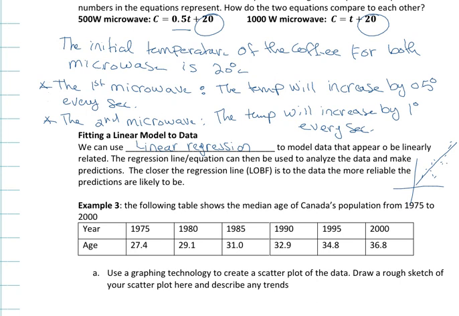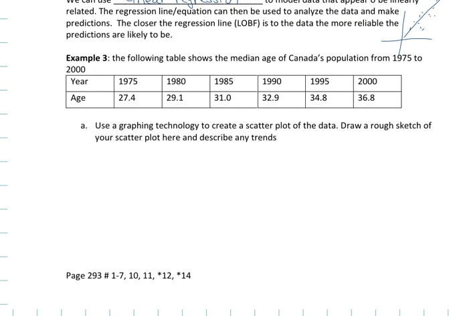It says use graphing technology to create a plot of the data. Draw a rough sketch of your scatter plot here and describe any trends. So, if I'm going to graph this, I'm going to have x and y values, right? What's going to be on your x-axis? So the age is going to be on your x-axis? No, the year. The year is going to be on your x-axis.